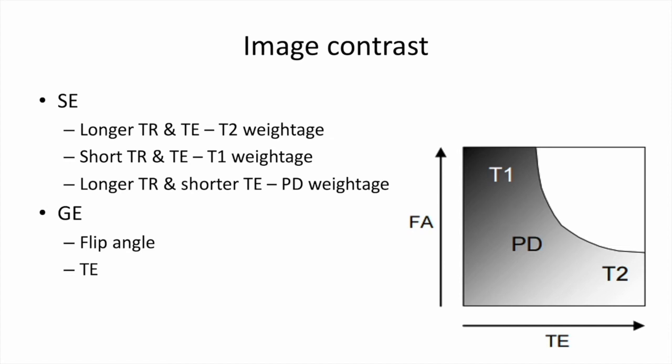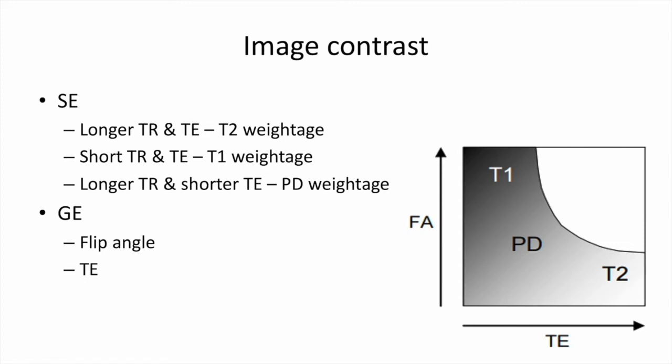The image contrast in these sequences depends on different parameters. In a spin echo sequence, a longer TR and longer TE results in a T2 weighted image, whereas a shorter TR and shorter TE results in a T1 weighted image.